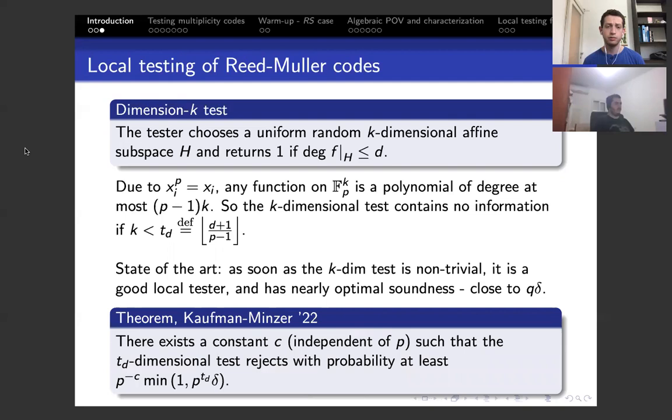The state of the art for analyzing this test tells us that as soon as the k-dimensional test is non-trivial, it's a good local tester with nearly optimal soundness, at least in the parameter regime we consider, which is close to the amount of queries times the distance. So we can look at this theorem of Kaufman and Minzer from a few months ago, which says that the soundness of the k-dimensional test is optimal up to a loss which is polynomial in p.